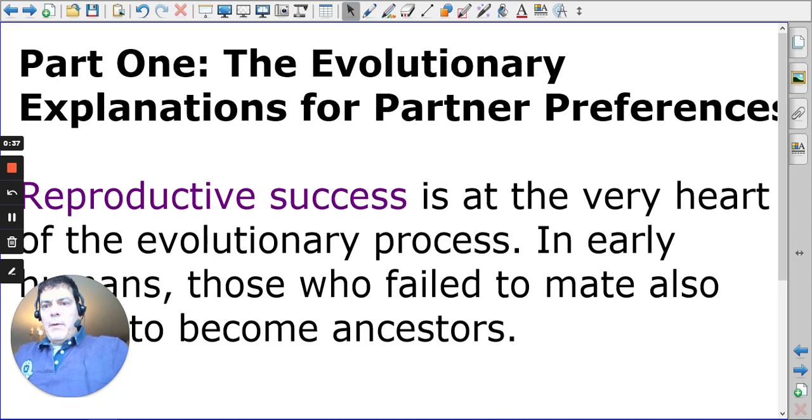So what we need to understand in terms of evolution is this idea of reproductive success. In other words, what we really need is a situation where you pass on your genes. If you do not pass on your genes, you don't become an ancestor. So in early humans, basically anyone who was able to mate was able to have offspring.